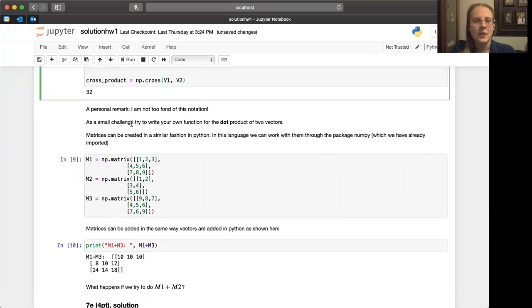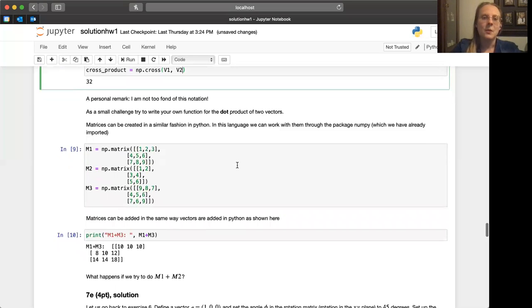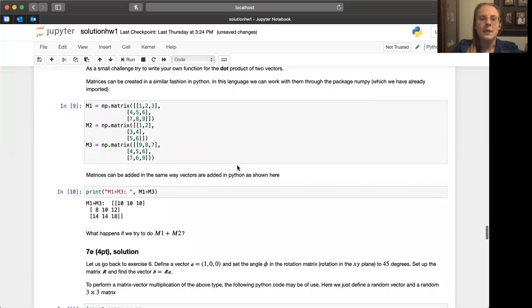So there's a small challenge here to write your own function to find the dot product. I'm not going to cover this in the video solution, but if you have any questions about that, please contact me and I'll be happy to go through it with you. So the next part of this notebook walks you through setting up matrices in Python.